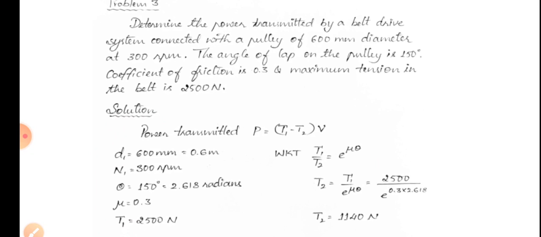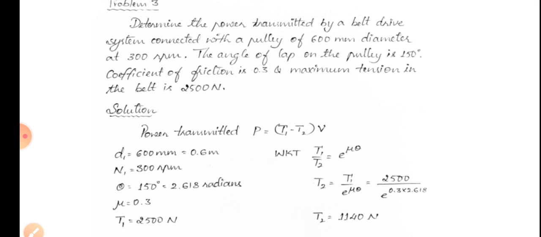Okay, so now he is saying we have a belt drive which is transmitting the power, and this power transmitted by the belt drive system is connected with a pulley of 600 mm diameter. So I will take D1 as 600 mm diameter and N1 is given as 300 rpm. The angle of lap on the pulley is given as 150 degrees, that is theta.